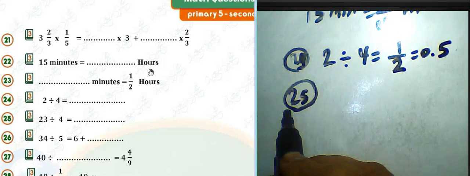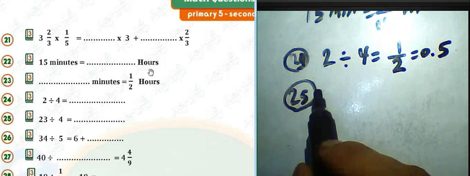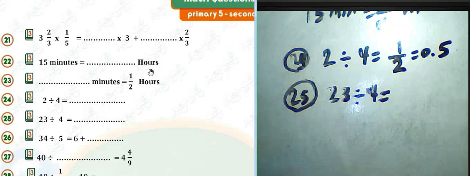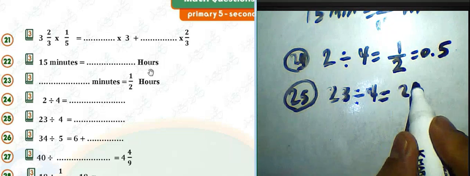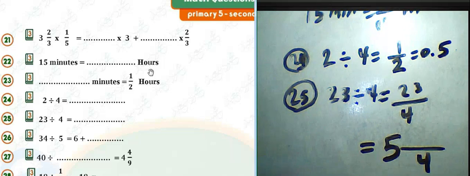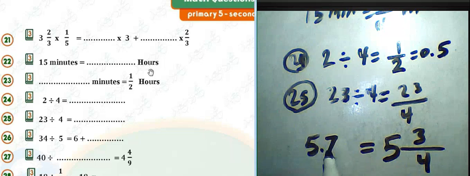Question 25. 23 divided by 4. Write this number in the simplest form by convert to mixed number. 23 over 4. Write 4 in the numerator. 4 times 5 equal 20 and the remainder by 3. 5 and 3 over 4 or 5 and 75 hundredths.